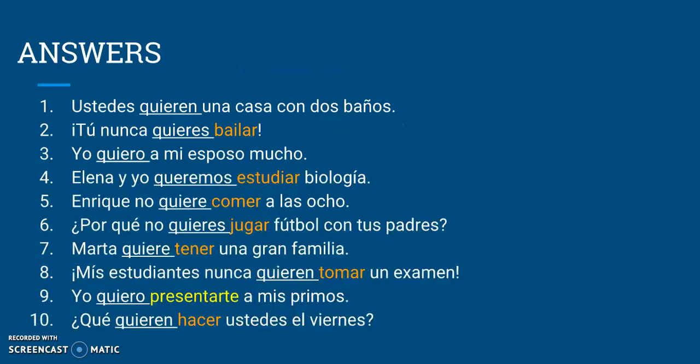Okay, and here are the answers from the previous exercise. Go ahead and make sure you got the correct querer verb forms, and if you don't have them or there's an issue, go back and look at the conjugations from the earlier part of the video.